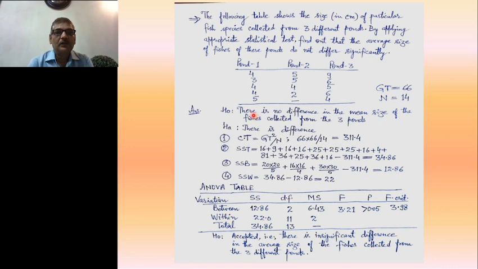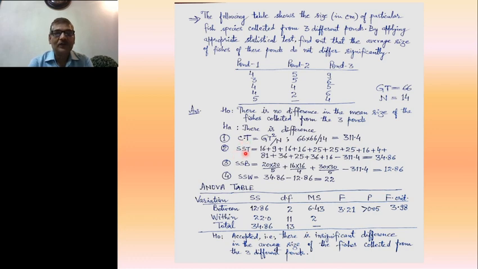So what we do in the first step, as I told you, is obtain the correction term, and the correction term will be obtained by doing GT square divided by capital N. So all these variables have been added with each other, and the GT, that is grand total, comes 66, and the number of variables comes 14. So 66 into 66 divided by 14, this value comes 311.4. So you have got the correction term value.